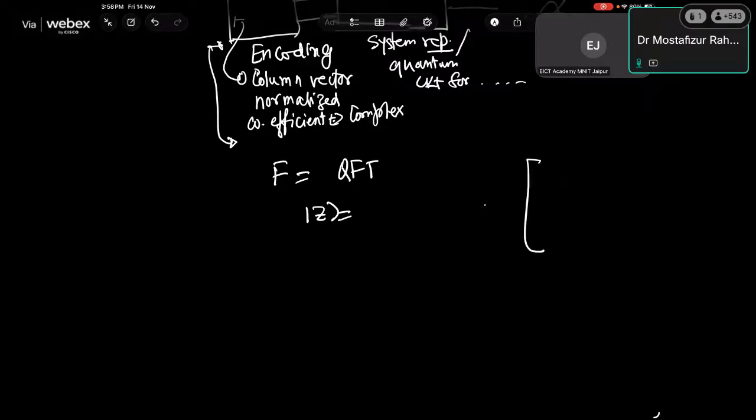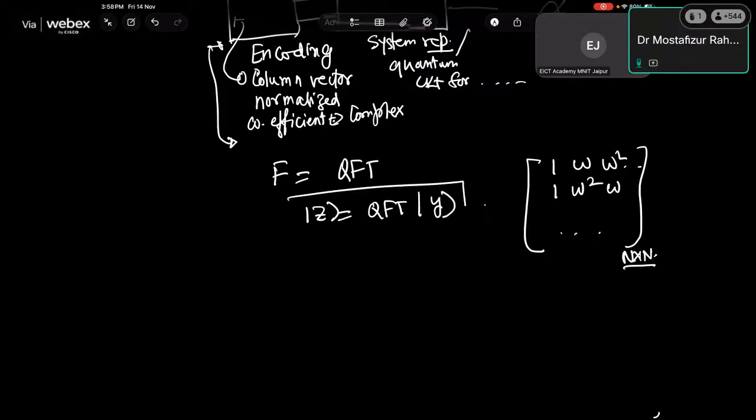So basically the elements we know, right? 1, omega, omega square, and so on. 1, omega square, omega to the power 3, and so on. So it's an n cross n DFT matrix, right? So basically QFT times this gives y, right? This is how we represent it.